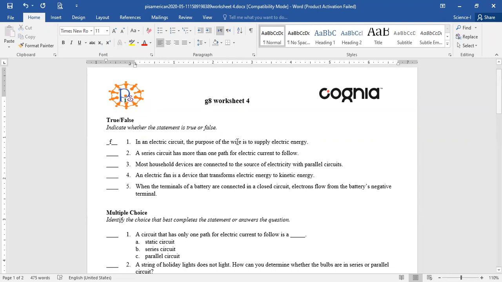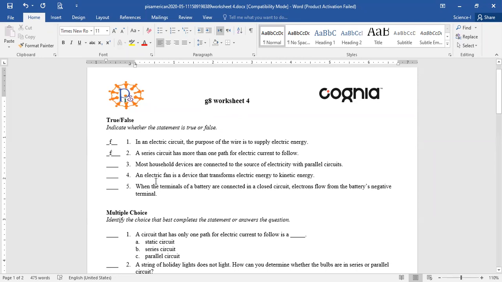Then question number 2: a series circuit has more than one path for electric current to flow. Hannah? False. Good, because we said that a series circuit is one where all the loads are connected in one path. That means one wire connects all the loads, or all the bulbs, together. The current flows in just one path, so we call this a series connection.